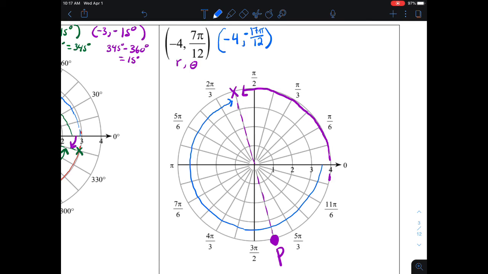Now, another way to get that point without having to look at it visually and to graph it is that we had 7 pi over 12. All we did was we created a coterminal angle. So that means I need to add or subtract a revolution. Well, I need the negative angle measure. So I would subtract 2 pi from 7 pi over 12. And that gives me -17 pi over 12.